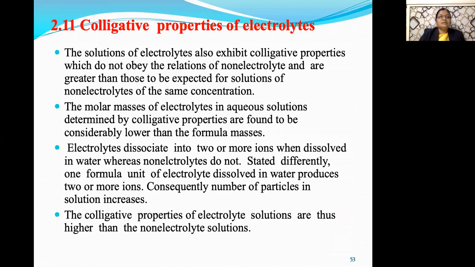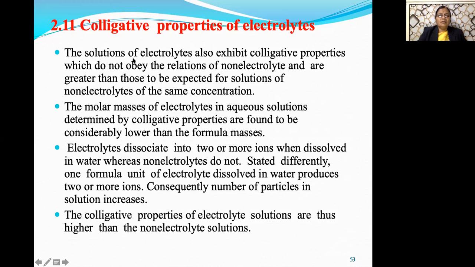Now let us see the next new point, that is the colligative properties of electrolytes. Now you are familiar with the word colligative properties. Now what is an electrolyte? What is the definition? An electrolyte is a substance which dissociates into ions, and these ions are responsible for conduction of electricity. So the substance which dissociates to give rise to ions and which conducts electricity is known as an electrolyte.